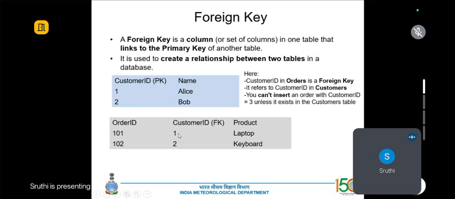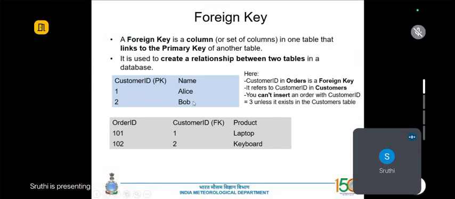So you can't insert just any ID. Say if you want to write another order ID 103 for a customer ID 3, it won't be possible, because in the parent table there is no 3, only 2 customers are there. So to ensure that no wrong value is entered, we should use a foreign key.